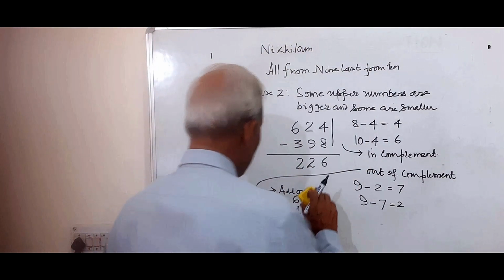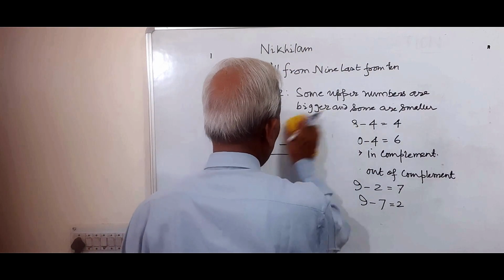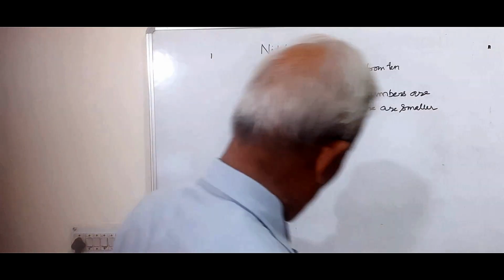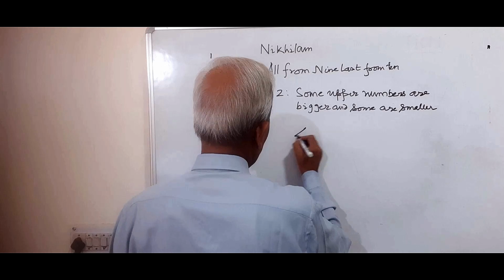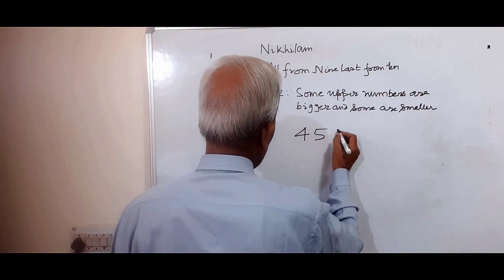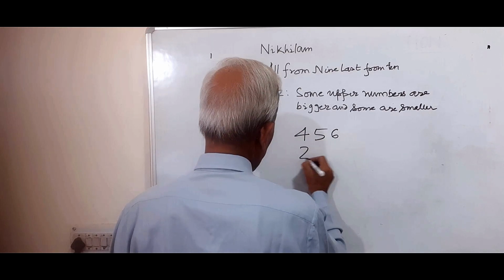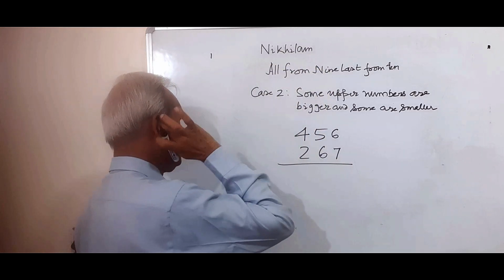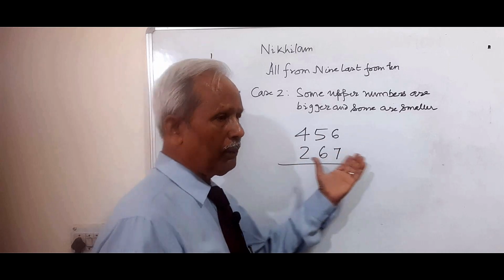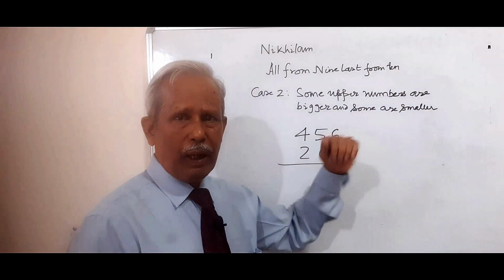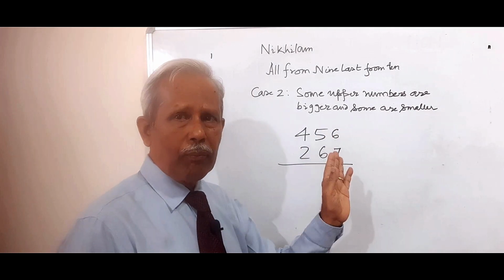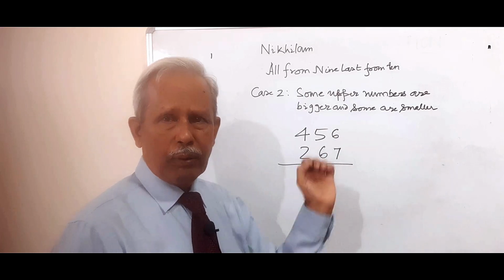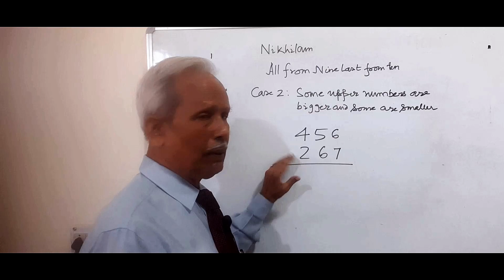I will show you another example of the same type of problem. 456 minus 267. Just follow the same thing and take care of this: in complement, out of complement, in complement, out of complement. And when you're out of complement, then you add 1. Remember this thing, when you're out of complement, just add 1 to the lower number.